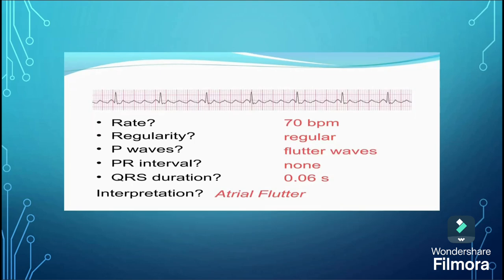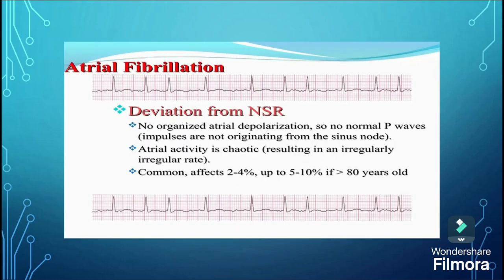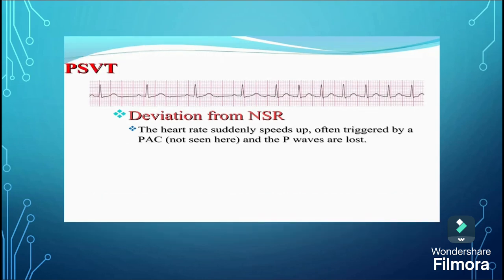Atrial flutter. So you can see the sawtooth-like appearance of P wave. So it is flutter wave. So it is the atrial flutter. Atrial fibrillation. So no P waves here, you can see here. No P waves are here. So this is atrial fibrillation.